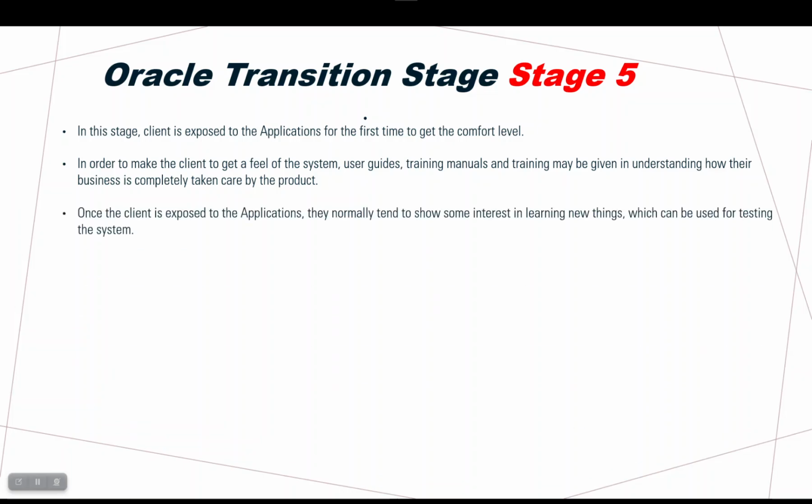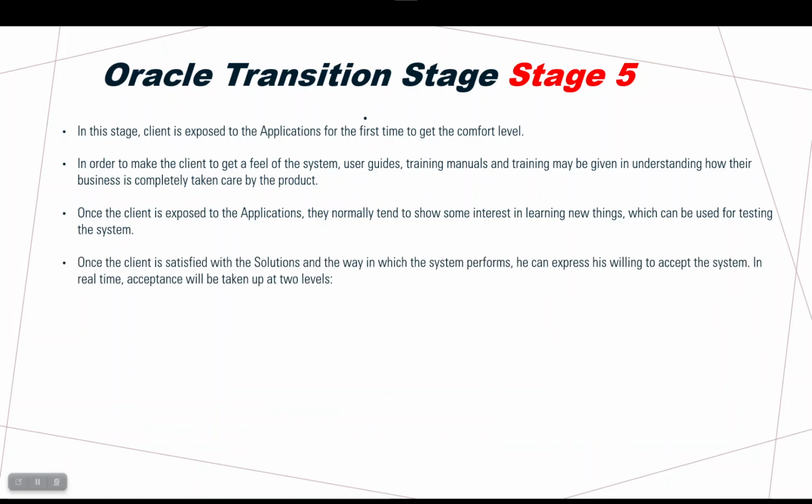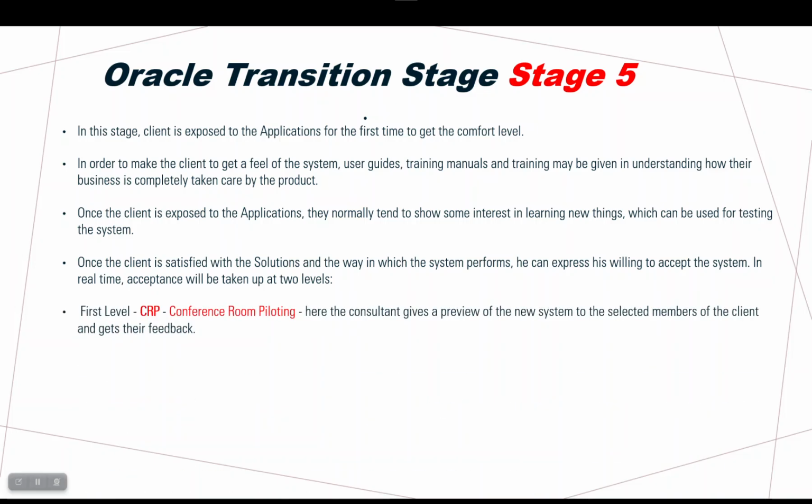Once the client is exposed to the applications, they normally tend to show some interest in learning new things, which can be used for testing of the systems. Once the client is satisfied with the solution, the way in which the system performs, he can express his willingness to accept the system. In real time, acceptance will be taken up at 2 levels. Acceptance means CRP as a first level, conference room piloting. Here the consultant gives a preview of the new system to selected members of the client and they get their feedback.